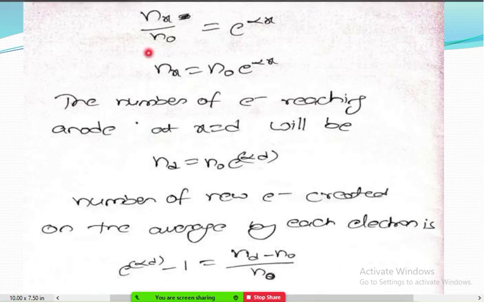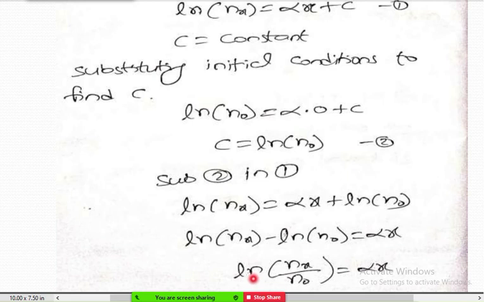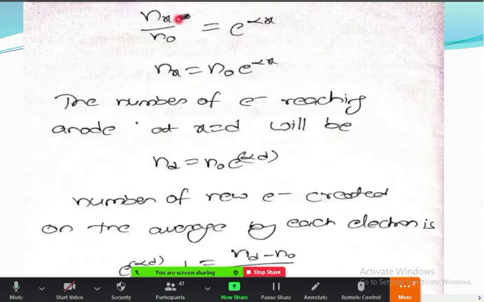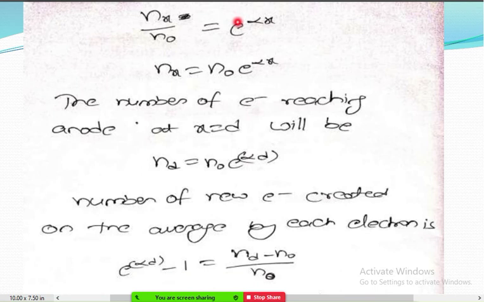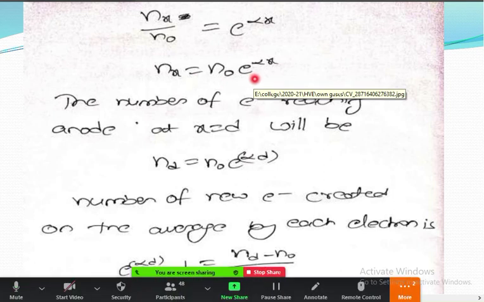Okay, moving on to the next page. In the previous page, this is the equation we got. If we bring ln to the RHS side, the natural logarithm is removed and it becomes e power alpha x. So nx by n naught is equal to e power alpha x. Then bring this n naught to the RHS side, so nx is equal to n naught into e power alpha x. That's what we get.